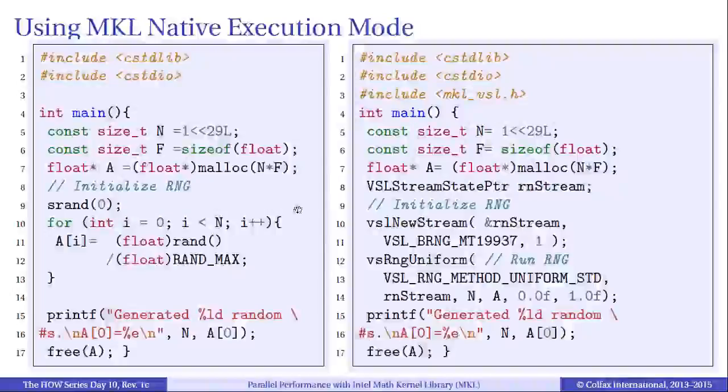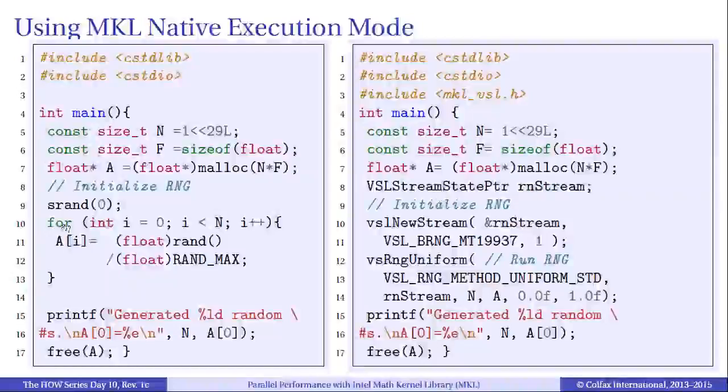Here I'm generating random numbers. On the left-hand side, I'm generating random numbers with one thread using the C standard library. So I'm calling the rand method, and I'm generating 500 million random numbers. This panel uses MKL to generate random numbers, still in one thread.